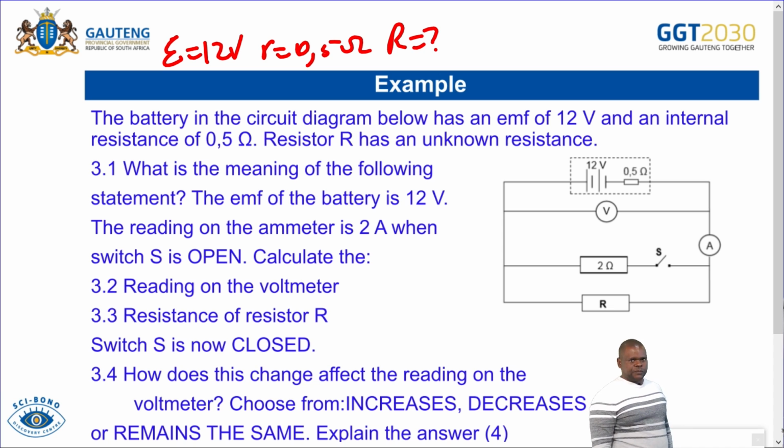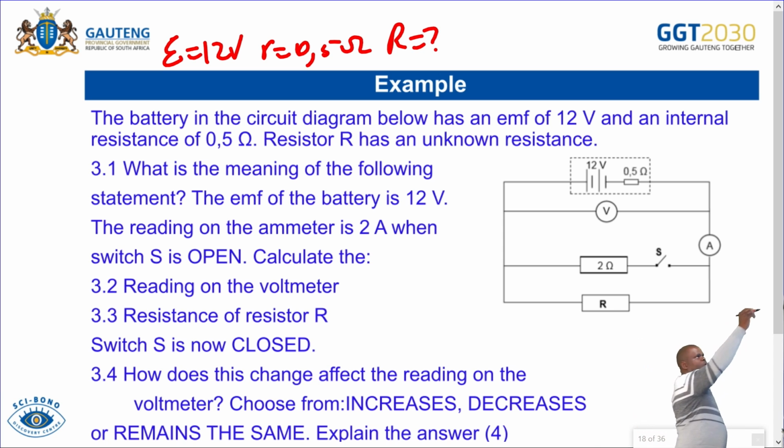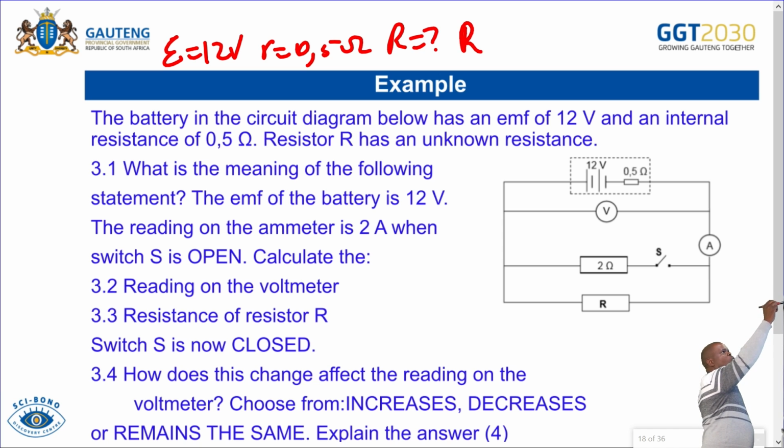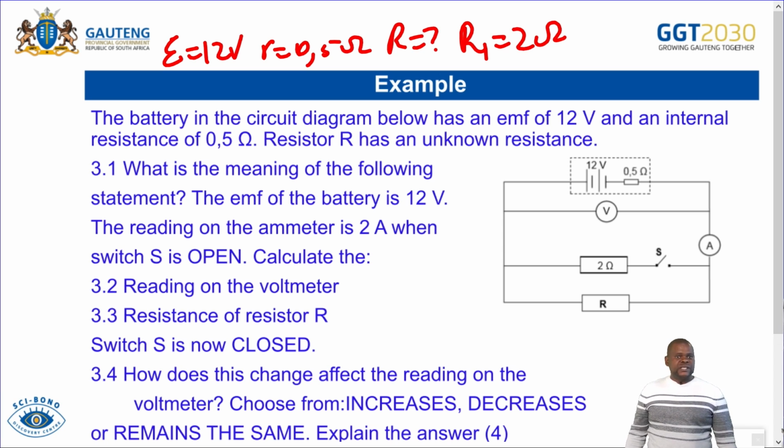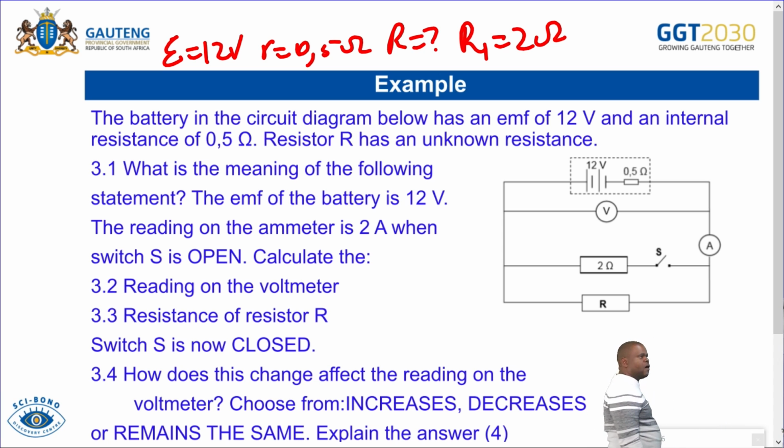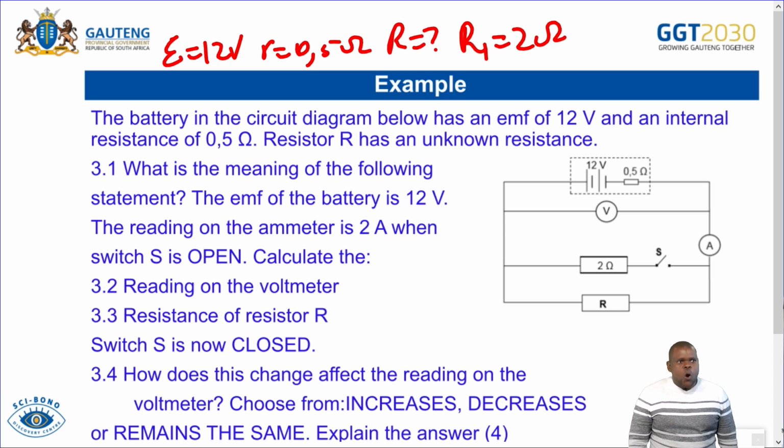Then we continue. We can see that we have another resistor. We can call it R1, which is equals to 2 ohms. Are we together? And you can see we have an ammeter and a voltmeter. Then it says here, 3.1, what is the meaning of the following statement? The EMF of the battery is 12 volts. What do we mean when we say the EMF of the battery is 12 volts?